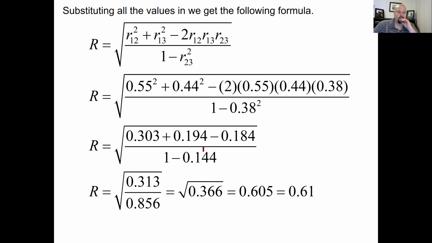So if we use the formulas that we had, R12 is 0.55. We're going to square that. R13 is 0.44. We're going to square that. Then we're going to minus 2 times each of the variables together, right? So you're taking 2, you're multiplying by this one, you're multiplying by this one, and you're multiplying by this one. This is where people mess up. This part of the formula right here is where people mess up.